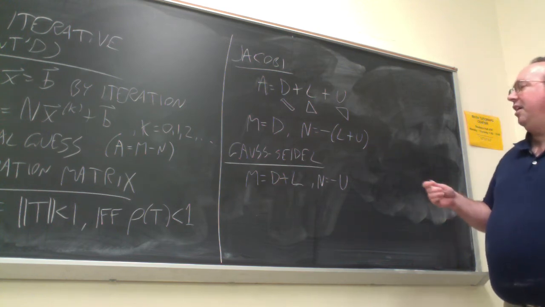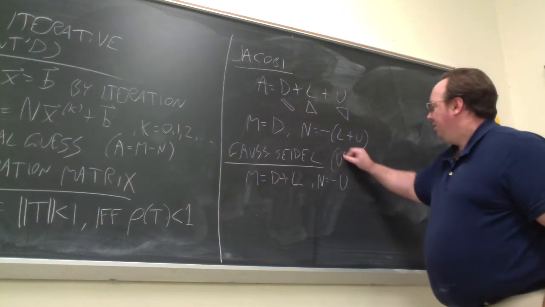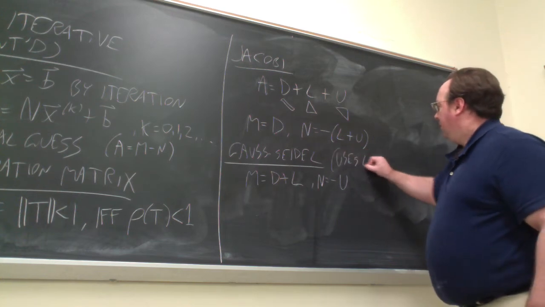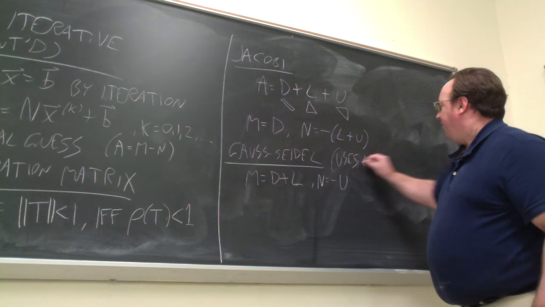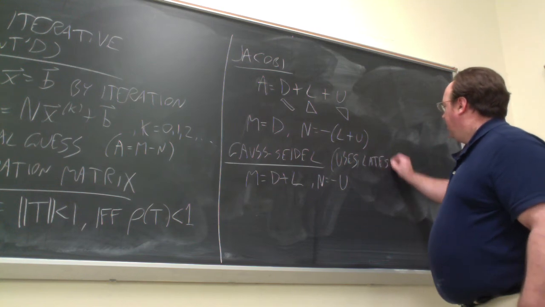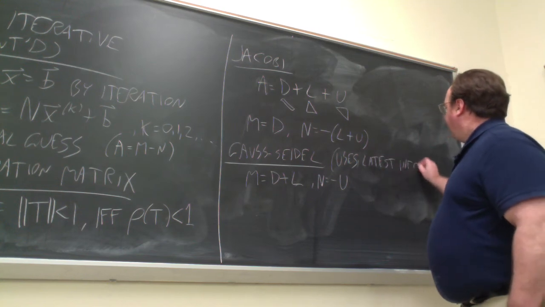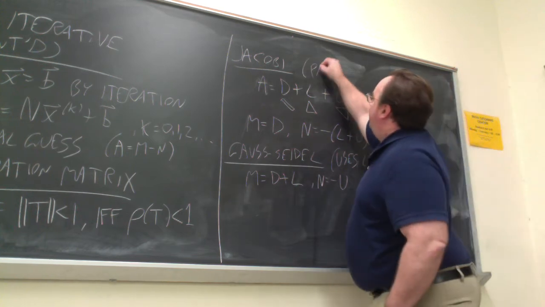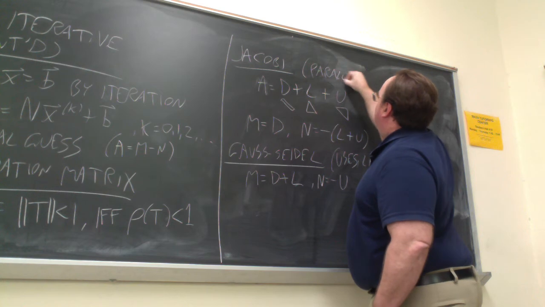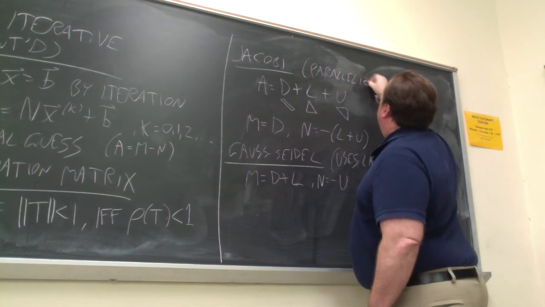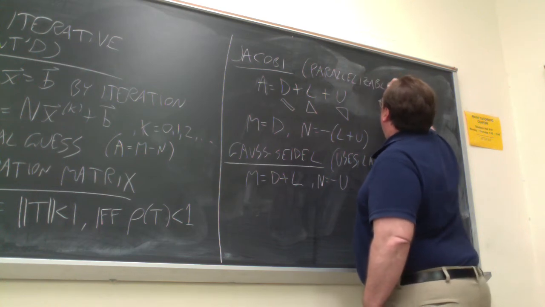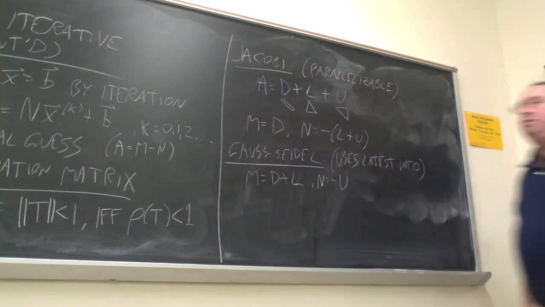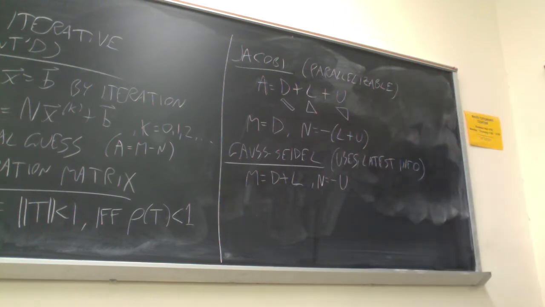But I'll indicate the advantage of each. Gauss-Seidel uses the latest information about the solution, whereas Jacobi has the advantage that it is parallelizable. It's precisely because it's insisting on using old information about x that you can compute each of the components of a new iterate independently of one another, and therefore it could be done in parallel. Okay.